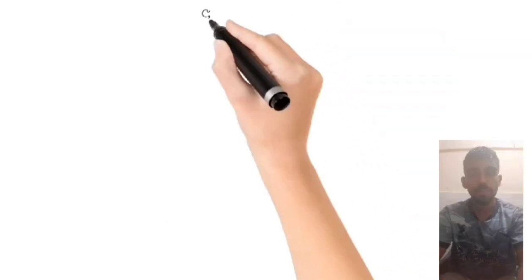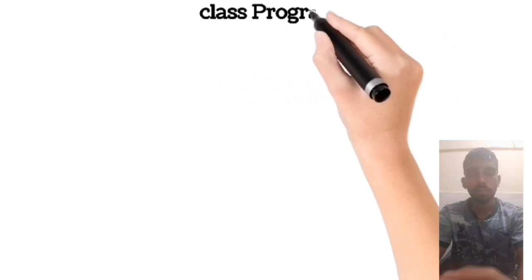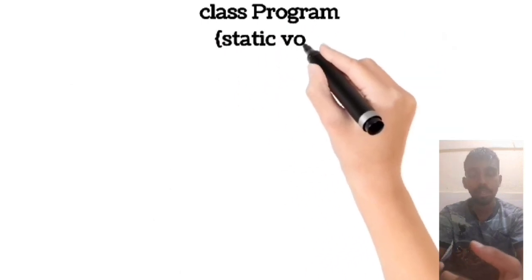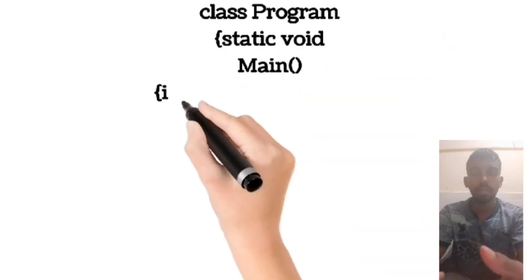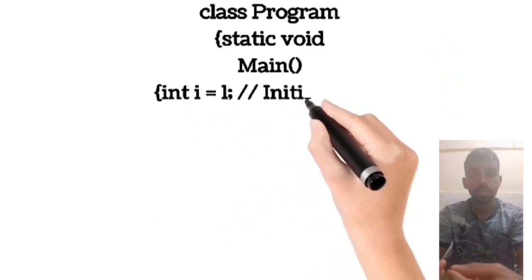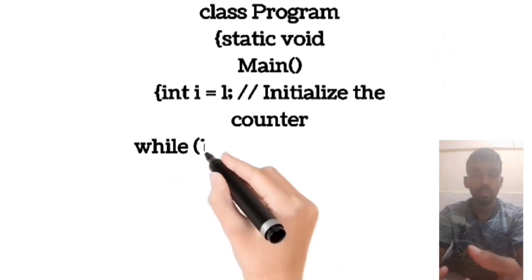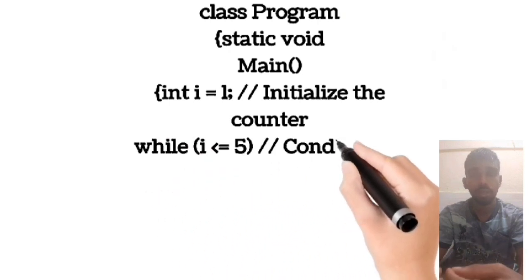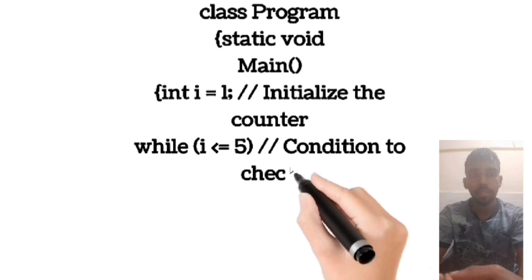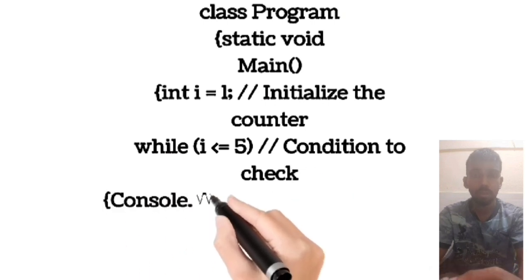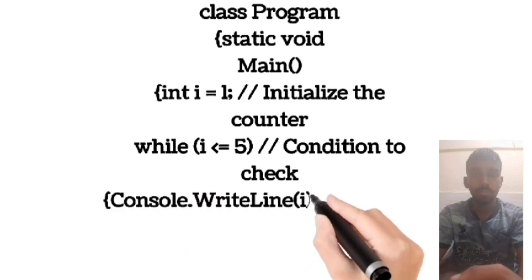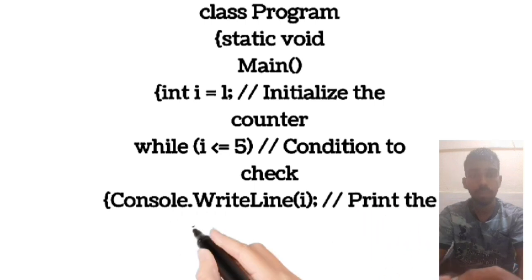So let's move to the explanation part of the code. First we have to initialize an int variable, int number equals 1. Then we have to meet certain conditions: the number should be less than or equal to 5. If the condition is true, the loop executes. In the body we write Console.WriteLine(number), which prints the current value of the number, and number++, which means increment the number by 1.